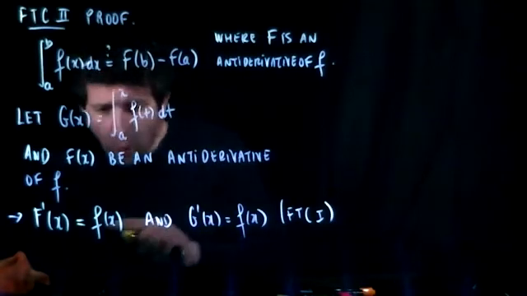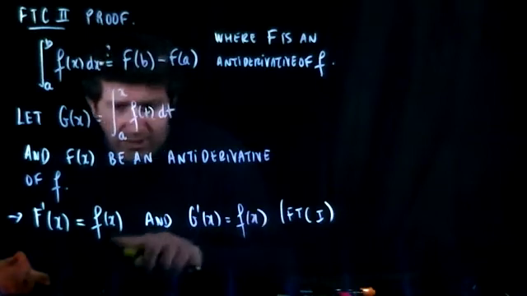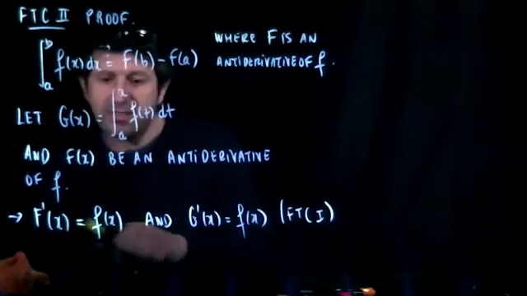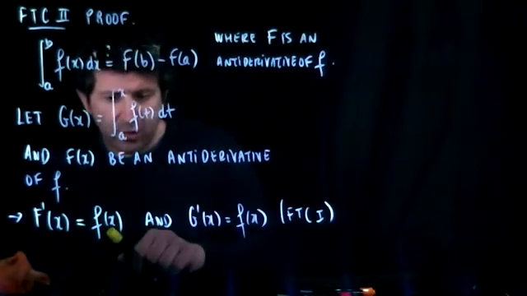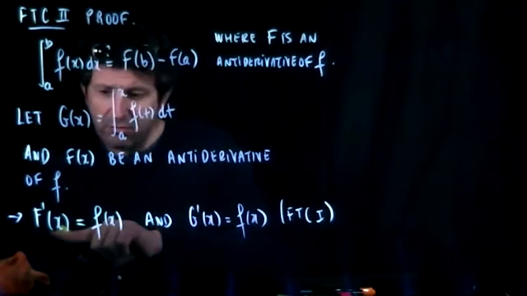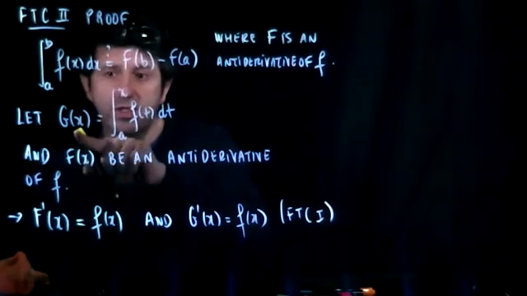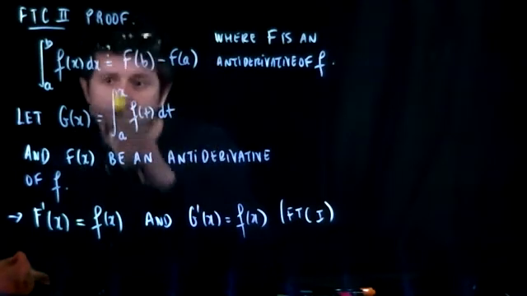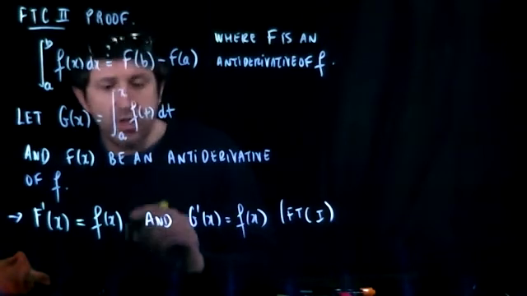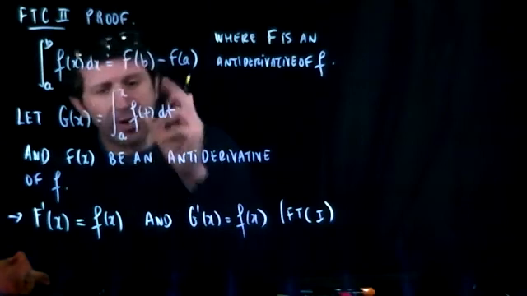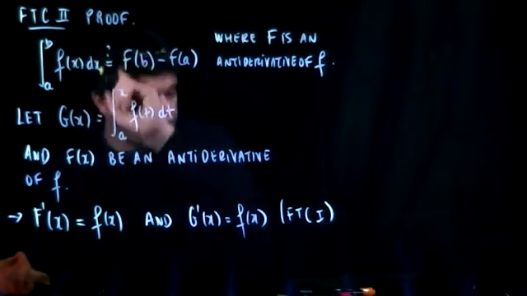So what does it mean that F and G, if you derive them, you get f? Well, let's say f is cosine, then F could be sine plus 1, and G could be sine plus 5. They both have the same derivative of cosine. So basically they're just off by a constant. F and G are off by a constant because they have the same derivative.